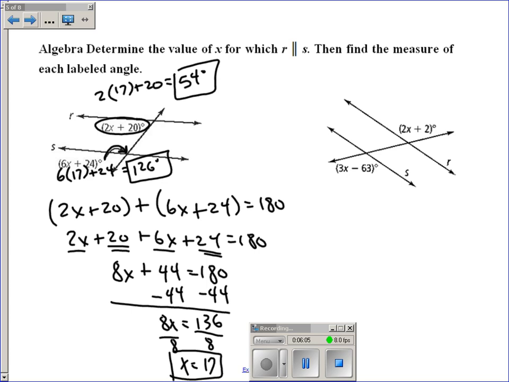I'll just set up the next one, but I won't solve it. For R and S to be parallel, these two angles, the alternate exterior angles, would have to be congruent. So 3x minus 63 would have to be equal to 2x plus 2. And you can solve that and plug the numbers back in.